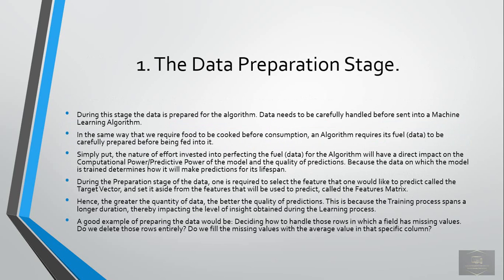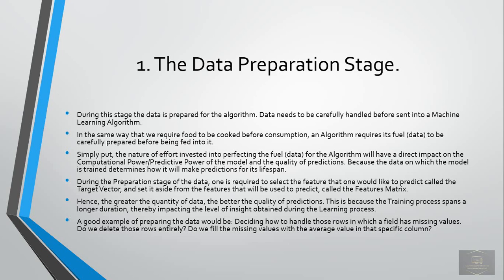Number 1. The data preparation stage. During this stage, the data is prepared for the algorithm. Data needs to be carefully handled before being sent into a machine learning algorithm. In the same way that we require food to be cooked before consumption, an algorithm requires its fuel, data, to be carefully prepared before being fed into it. Simply put, the effort invested into perfecting the fuel, data, for the algorithm will have a direct impact on the computational power and predictive power of the model and the quality of predictions, because the data on which the model is trained determines how it will make predictions for its lifespan.